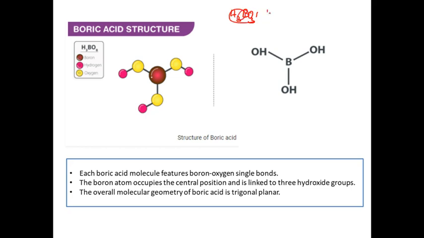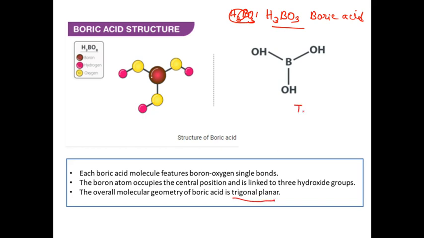H3BO3. Yeah, this was the H3BO3. This is the boric acid. So its structure is like this: B(OH)3. It is a trigonal planar.